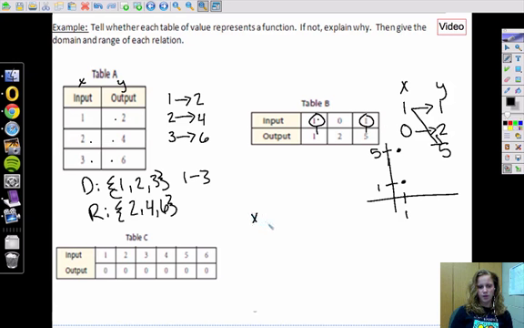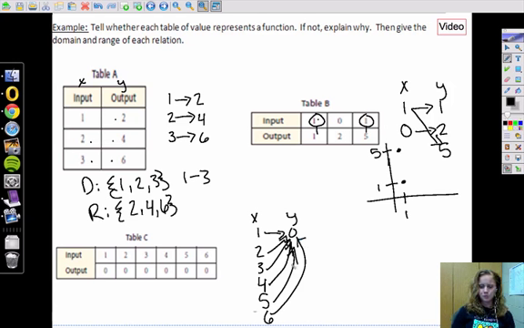We have x's and y's, 1, 2, 3, 4, 5, 6, and 0, 0, 0, 0, 0, 0. No point in writing that 6 times. So 1 goes to 0, 2 goes to 0, 3 goes to 0, 4 goes to 0, 5 goes to 0, and 6, surprise, surprise, goes to 0.